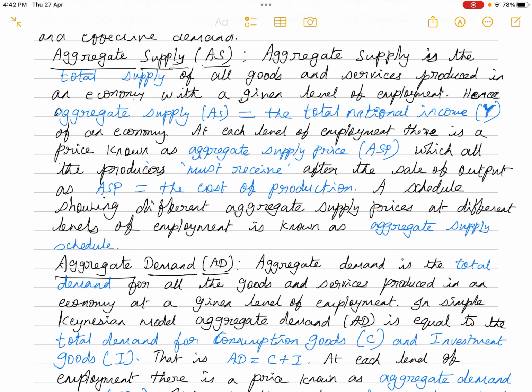Okay, now the second point: hence aggregate supply, that is AS, is equal to the total national income Y. National income is always represented by the capital letter Y. So total supply of goods and services is equal to total national output, which is equal to total national income, that is Y, of an economy.